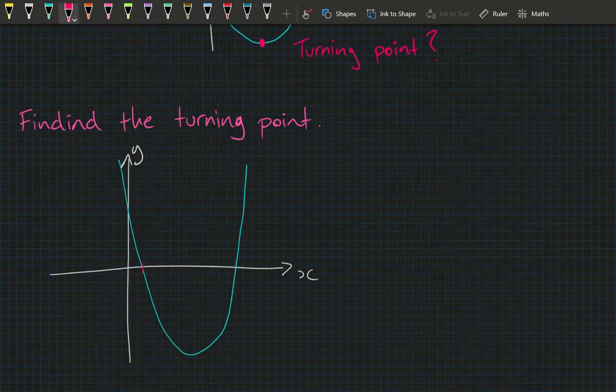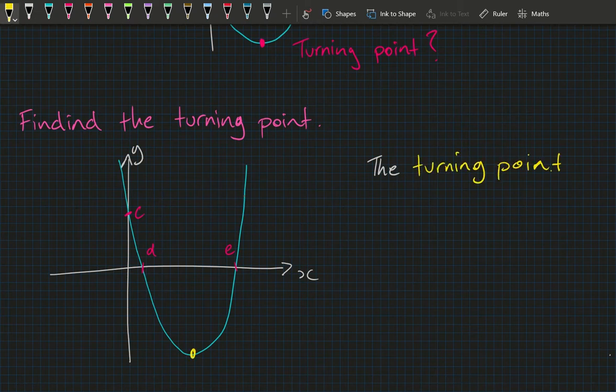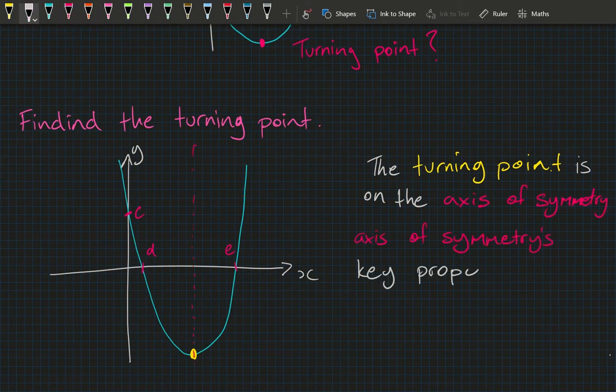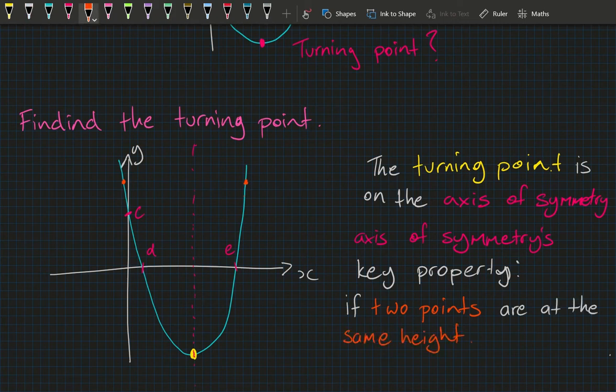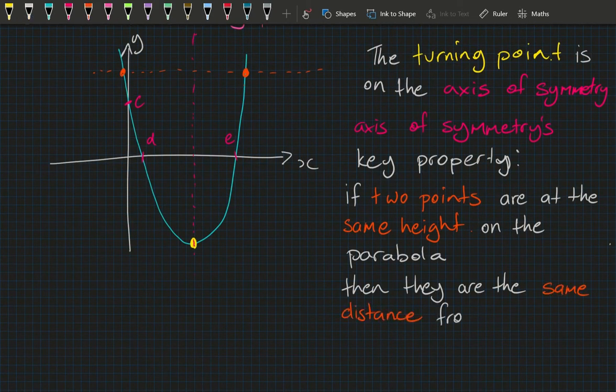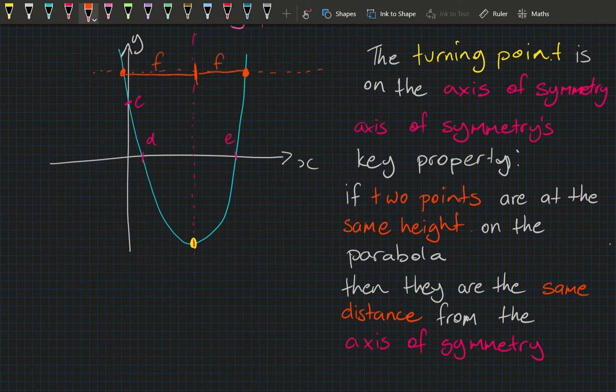So for this parabola, we're going to have to think about some key facts about the turning point, alright? Which I'll mark on the graph, is on the axis of symmetry, which I'll also mark on the graph. And if we think about the axis of symmetry's key property, and that is if 2 points, which I'll mark on the graph, are at the same height, which I'll also mark on the graph, and both these points are on the parabola, then they are the same distance from the axis of symmetry. Let's call that distance f. Alright, so that's obviously badly drawn, that should be the same distance.